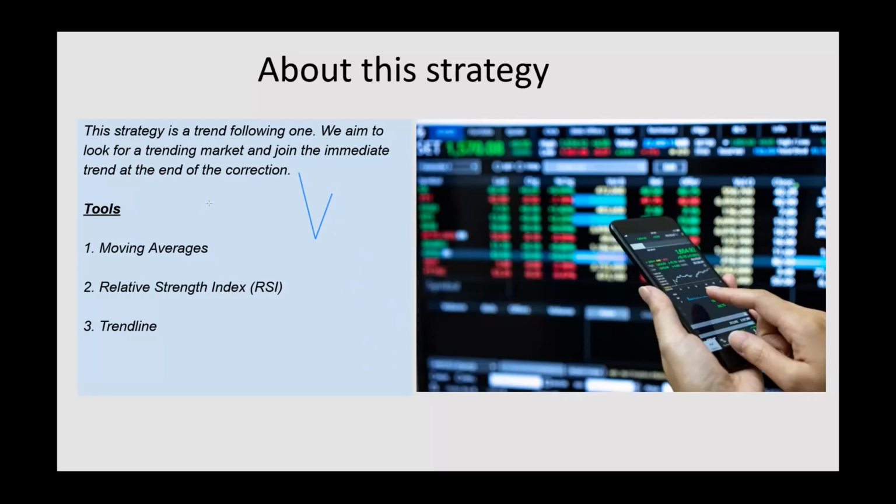Or if the price is going upwards in an upward trend, making higher highs and higher lows like this, what this strategy is going to give us is to identify this bearish correction, the end of it, and buy. So that's what the strategy is going to do for us.